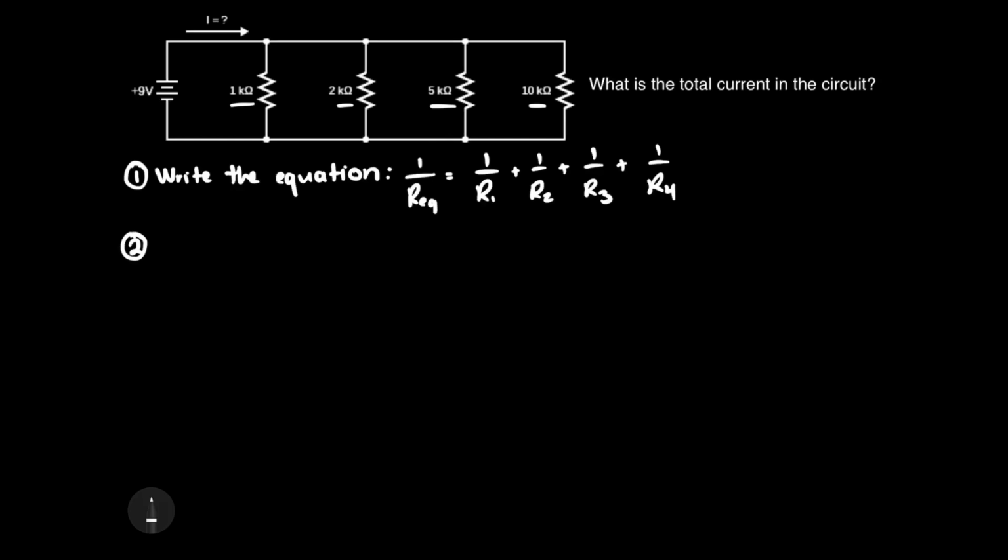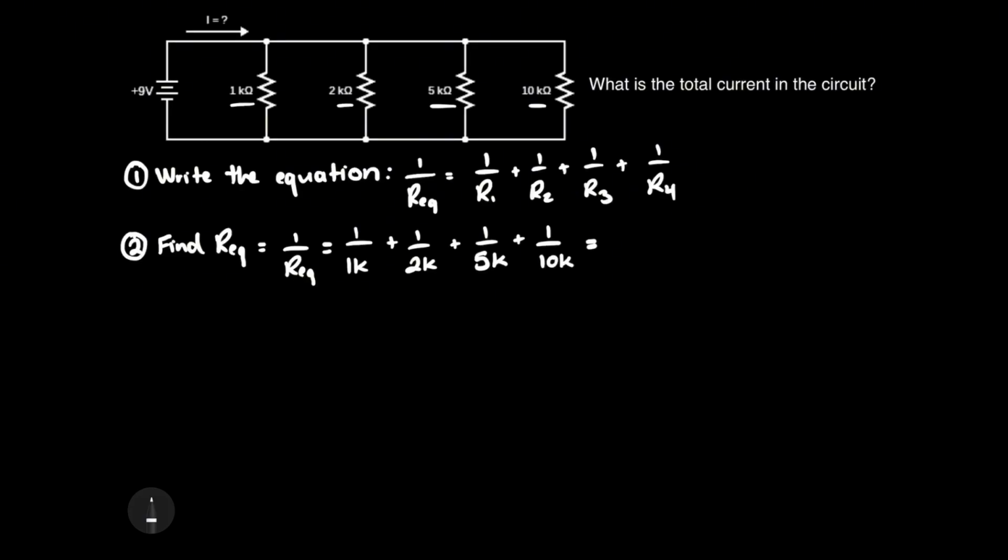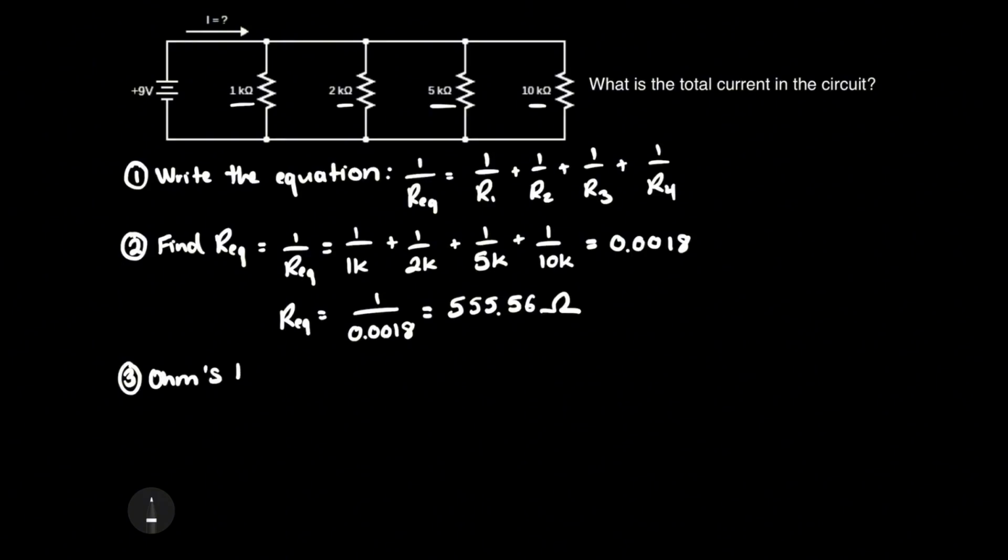Next, in step 2, we're going to plug into that same equation using the values of the resistors. So 1 over the equivalent resistance is equal to 1 over 1K plus 1 over 2K plus 1 over 5K plus 1 over 10K equals 0.0018. However, we can't forget that we still need to invert this. So 1 over 0.0018 equals 555.56 ohms.